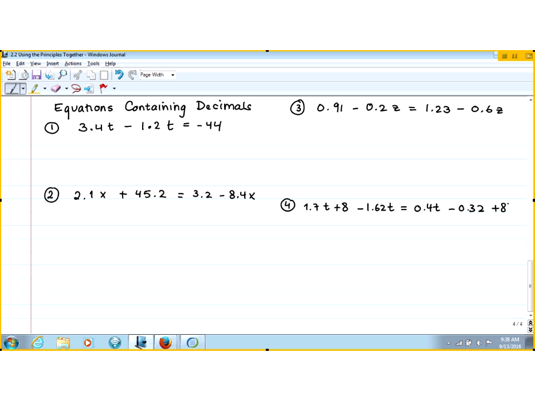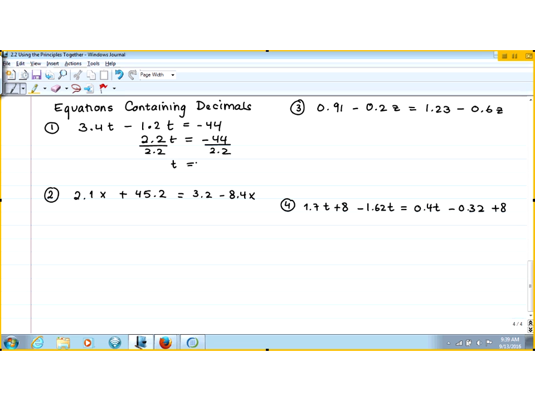You can or you don't have to, that's your choice. I think it is easier to multiply, or if you prefer to work with decimals, that's fine too. So for number 1, do you want to work with decimals? Yeah, it's fine. So what would you do for number 1? You just subtract. What is 3.4 minus 1.2? 2.2p is equal to negative 42. Yeah. And then divide both sides by 2.2. You can use calculator also, right?